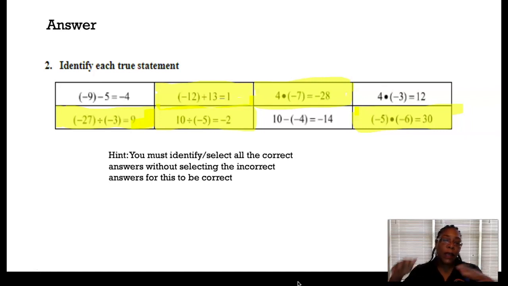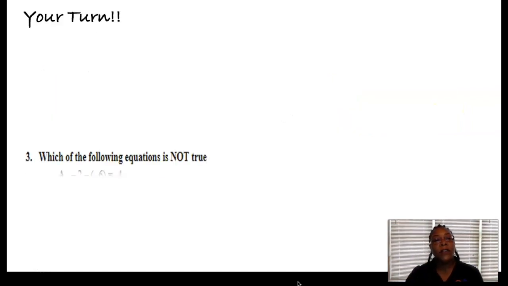So identify each statement that is true. You want to go ahead and either circle or highlight all of your correct answers, but you don't want to select your incorrect answers, because when you do that, the whole thing will be wrong. So always think about doing all the problems and then circling or highlighting those ones that are correct, as we did just in the previous slide. So now it's your turn.